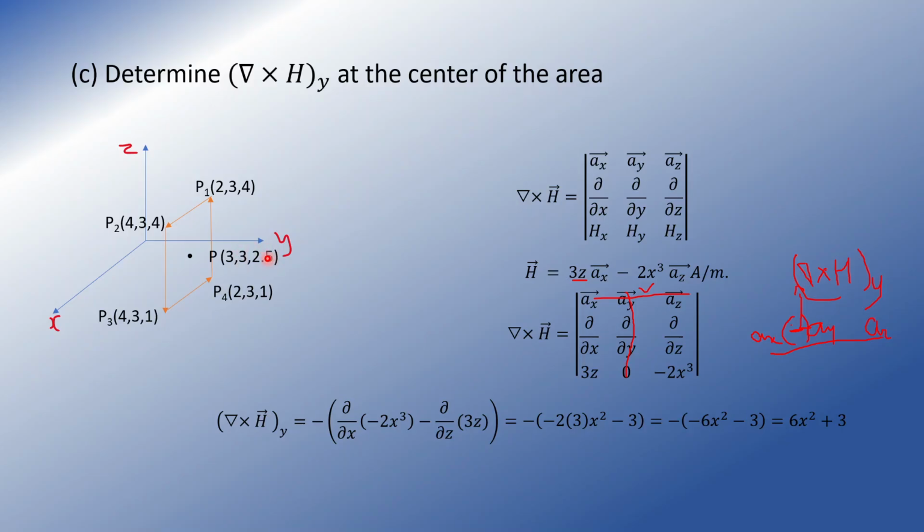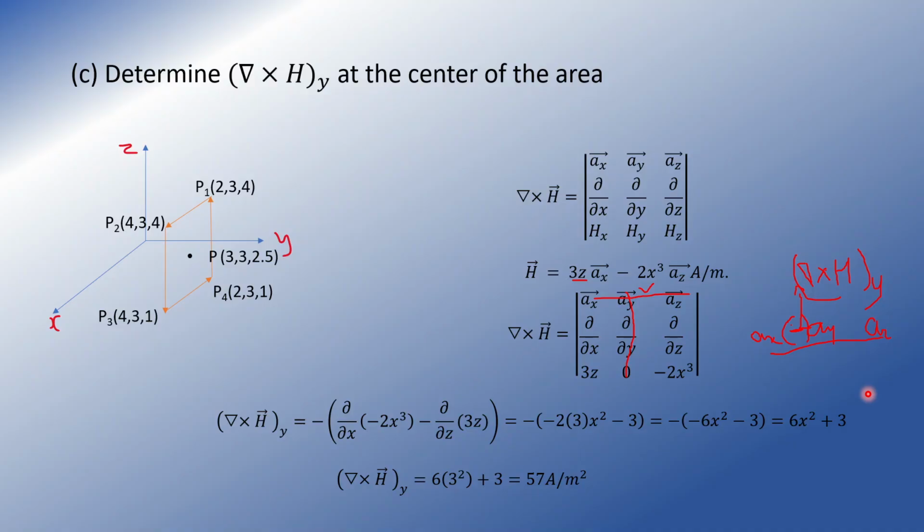We are supposed to substitute these here. Fortunately for us, we just have to substitute the value of x, which is 3. And when we substitute that, we get the answer as 57 ampere per meter square. Now the question is, why is the unit ampere per meter square?